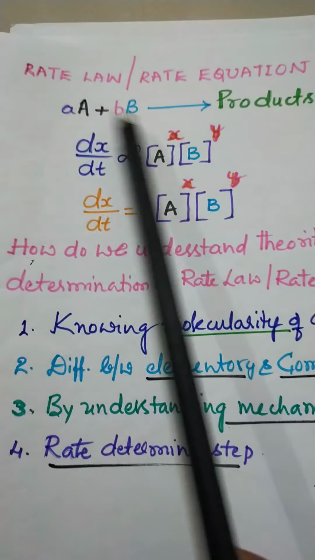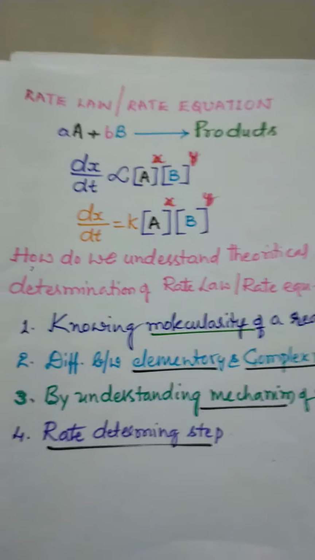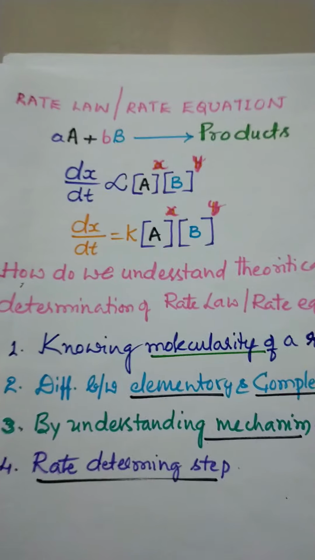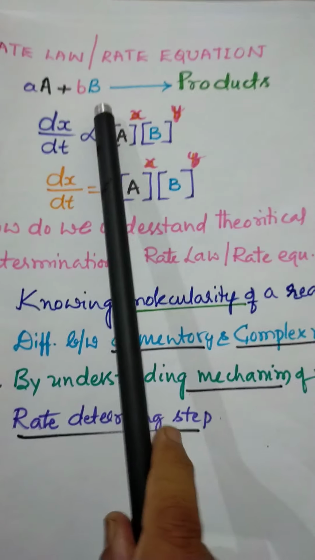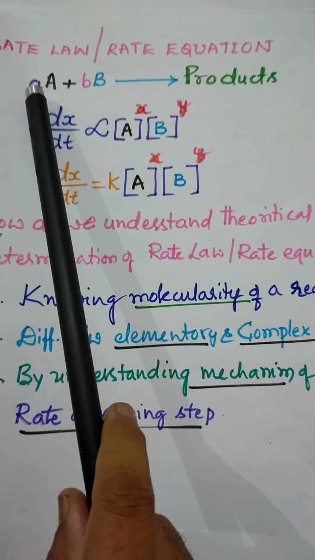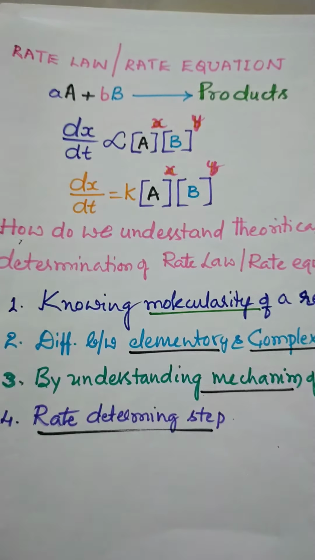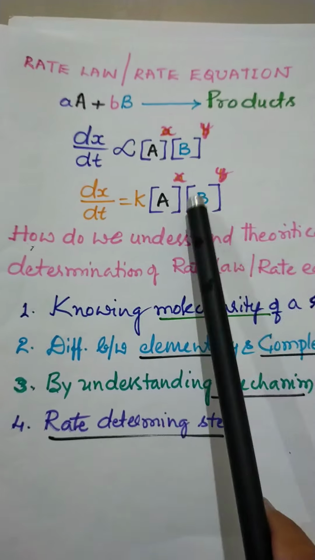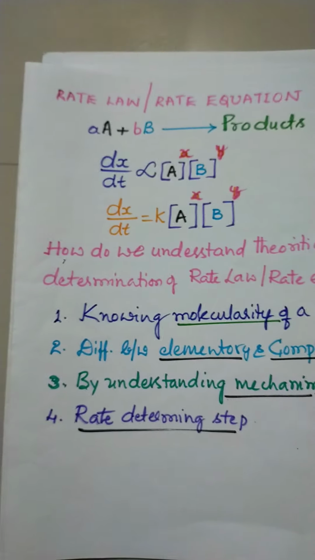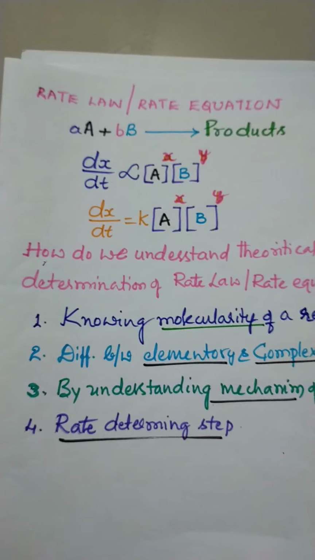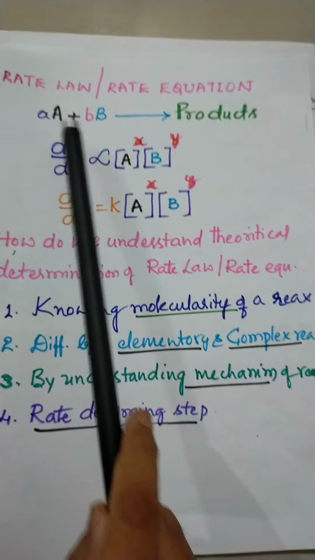Again we consider one general reaction. For every rate law, rate equation, or rate of reaction, we must take a general equation; otherwise you won't get a clear statement or clear understanding. So A plus B gives two products. Here are the coefficients as we had taken earlier. dx by dt, this is the rate. The rate of reaction is directly proportional to the product of the active masses, the concentrations. But what about the power? We have not taken the coefficients. Here is A and B, but we have not taken a and b as the coefficients for these terms.